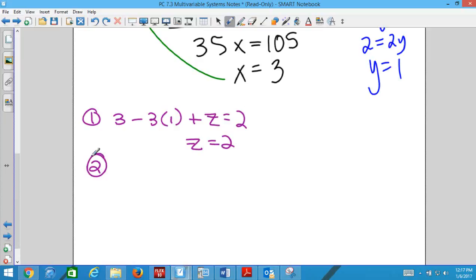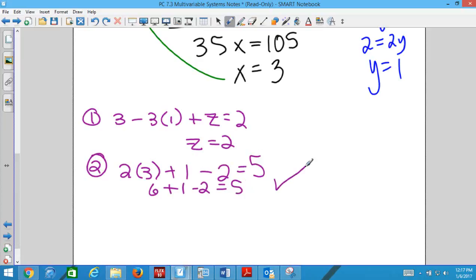Plug it in the second equation. 2 times 3 plus 1 minus 2 equals 5. Is that true? Yes, that checks. So do I know I have the right answer? No, I don't know that yet. There's 3 equations. You got to check them in all of them. Okay, I do them all. One more step. It's okay. You only have 4 equations for homework.